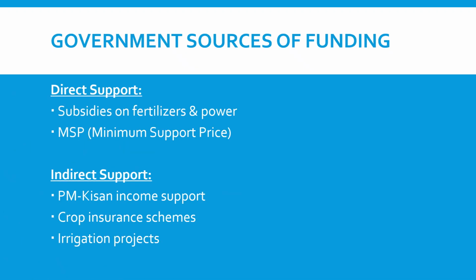The government plays a major role in supporting the primary sector. The direct support for the farmers or for the primary sector includes fertilizer subsidies, power subsidies, and minimum support price for the crops. MSP, minimum support price, protects farmers from price fluctuations.